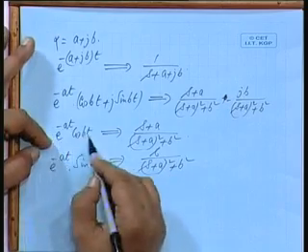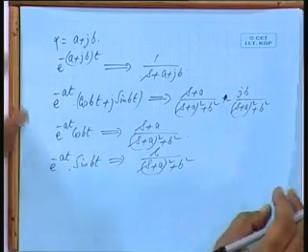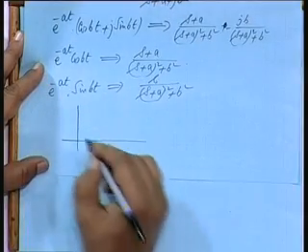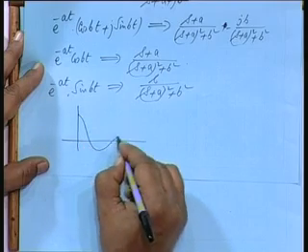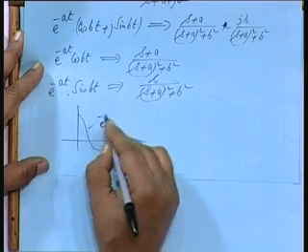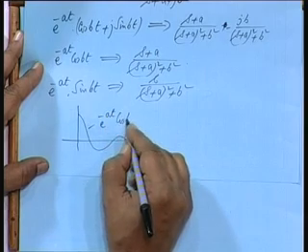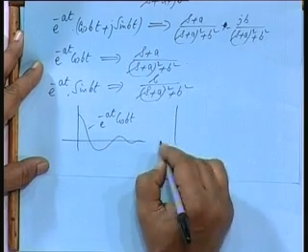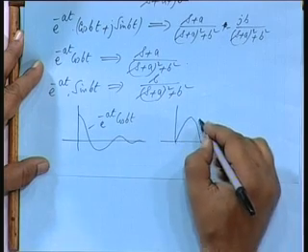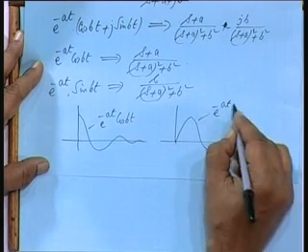So, e to the power minus a t into cosine b t is a damped sinusoid starting with a maximum value. This is e to the power minus a t cosine b t. Similarly, e to the power minus a t sine b t.